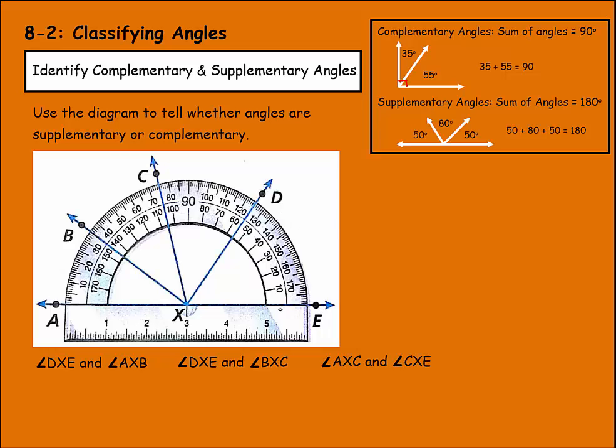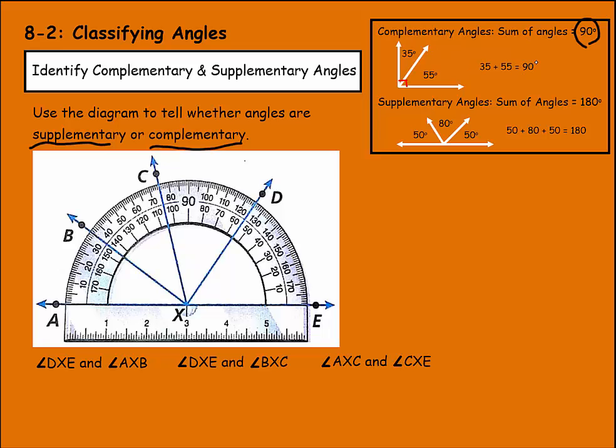EXD is 55 degrees. And now it asks us to use this diagram to tell whether the angles are supplementary or complementary. Complementary angles are angles that when added together equal the 90-degree magical number that we like to have. So for example, if we have a 35-degree angle and a 55-degree angle, taking those together, if you pretend that this middle line wasn't here, that would equal 90 degrees. 55 plus 35 is 90.